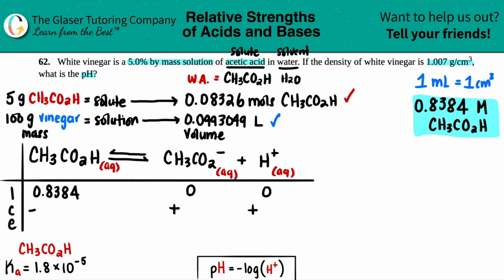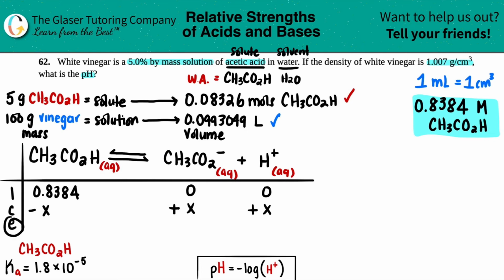But I don't know the change, so I'm going to label it as X. Right, so minus X, plus X, and plus X. And with acids and bases, the ratio is always going to be a 1 to 1 to 1, so you don't have to worry about plus 2X or plus 3X. It's always going to be X, X, X.